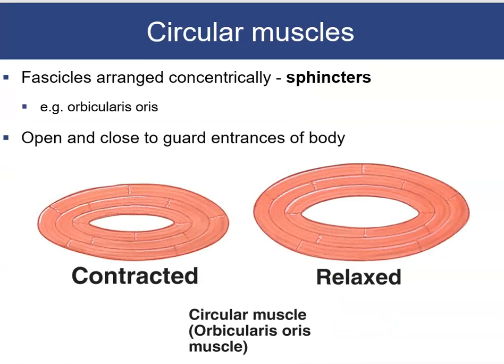The last arrangement is circular. Here the fascicles are arranged in concentric circles. They form sphincters. An example of a muscle with this arrangement is the orbicularis oris, which circles the mouth. Muscles with this type of arrangement can open and close to guard entrances of the body.